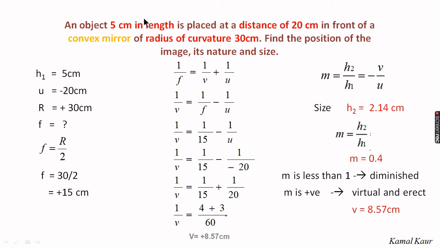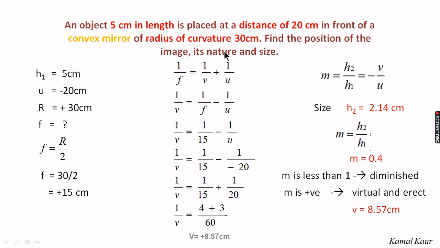Now we will first of all use the mirror formula, and we will see that f we know, u also we know. From here v can be found easily. So putting all the values along with their signs carefully, we will calculate the value of v, which will come out to be plus 8.57 centimeter. So we have found one thing, that is the position of the image.